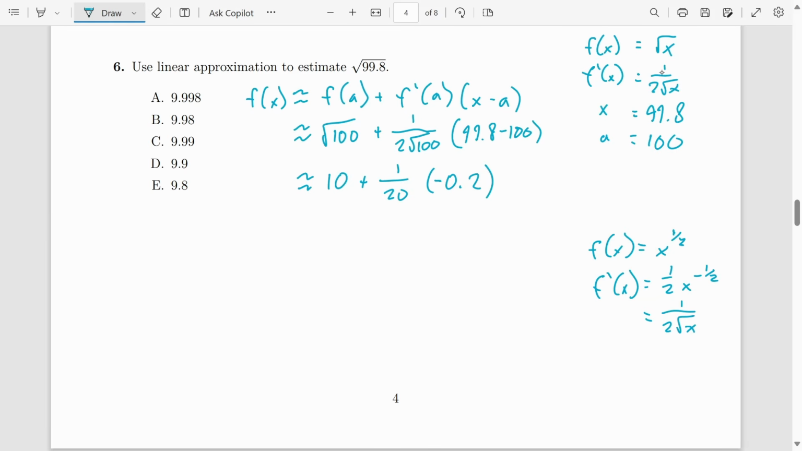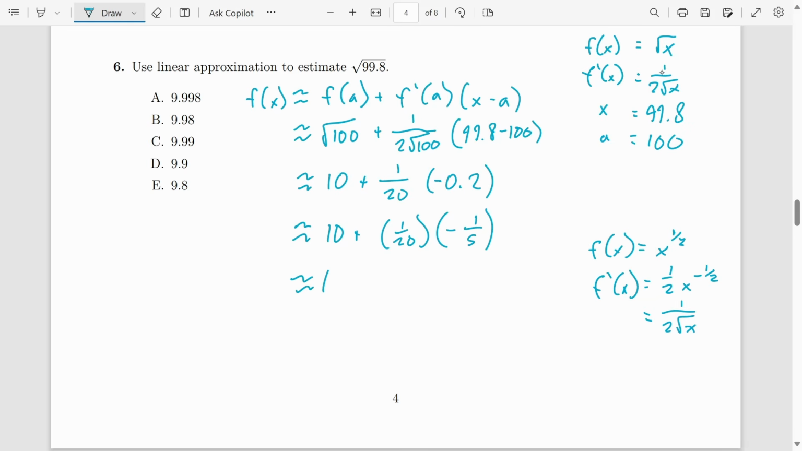Now, this is the hard part with linear approximation. It always leaves you with a fraction times a decimal, which is never fun. You always have to convert one of them to the other to make this easier. So I usually like to convert the decimal to a fraction. So let's make this 10 plus 1/20th times negative, that's just a fifth, right? 0.2 is just a fifth, so negative 1/5.